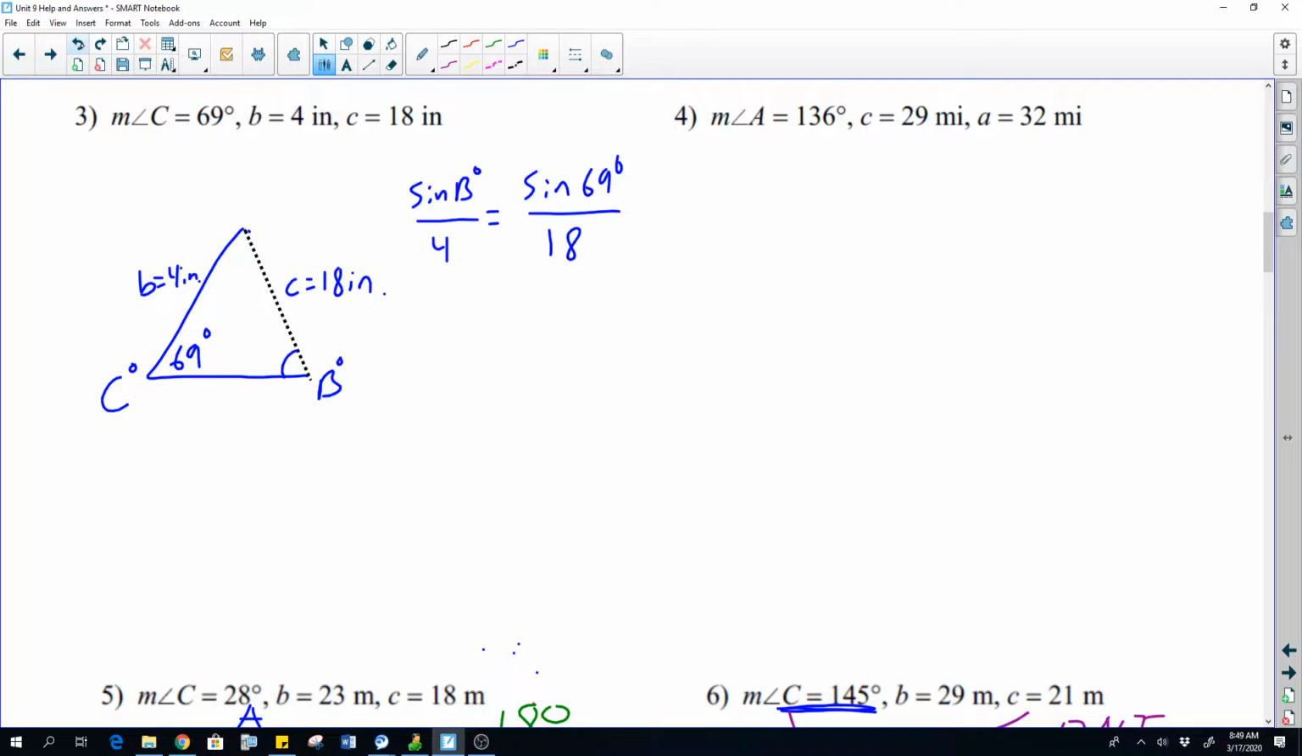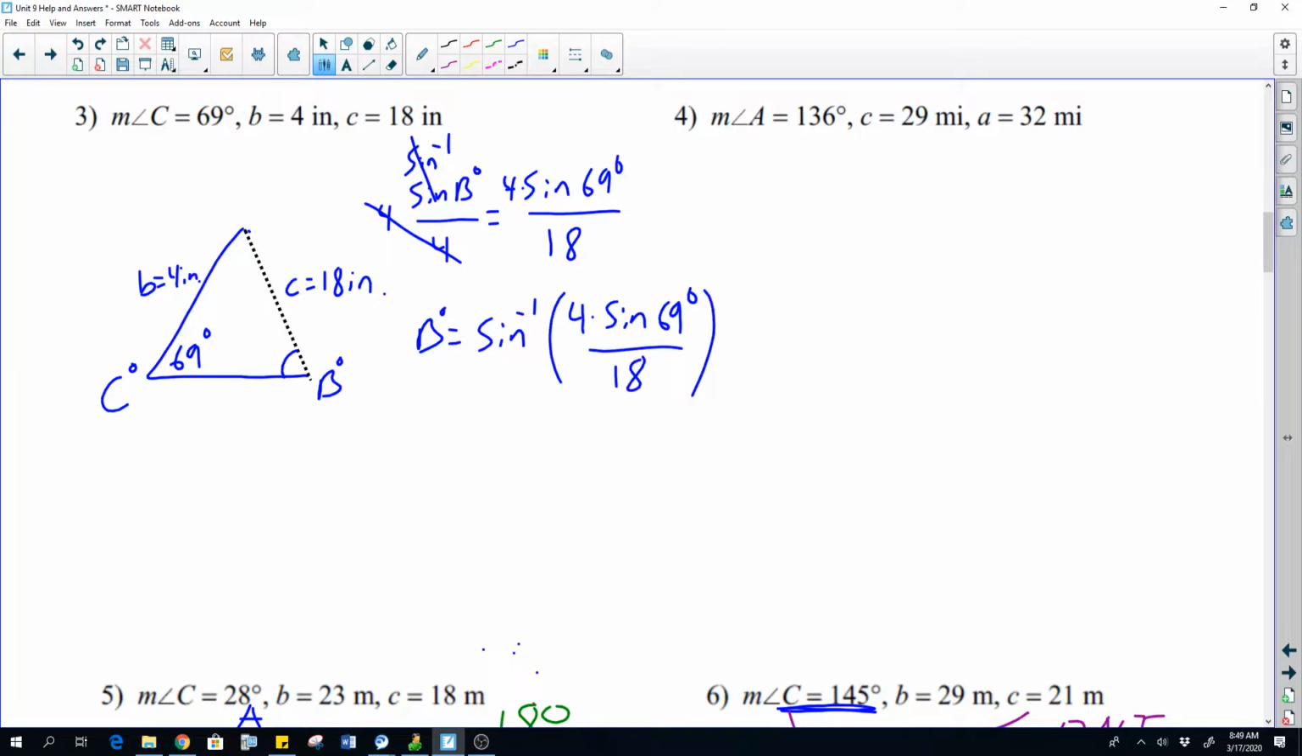Okay, so then we're just going to multiply 4 to the other side because we're solving for angle B. And then we want to undo sine to the other side, so we actually solve for angle B. If we do inverse sine to one side, we also have to do inverse sine to the other side. So we have the inverse sine of 4 times sine 69 degrees, divided by 18.